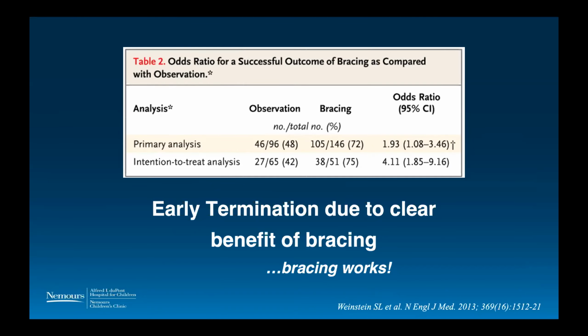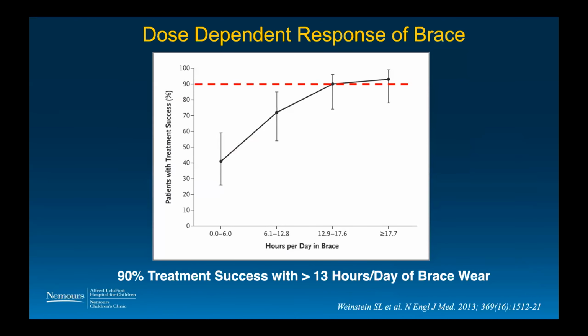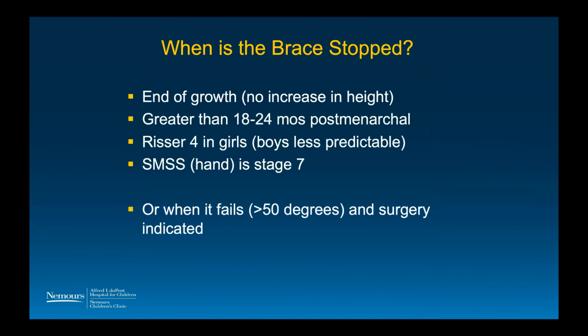You can see here from the intent to treat analysis that bracing was 75% effective in those candidates who were at risk of progression. If you didn't get a brace, you were only 42% effective at avoiding surgery. The other really interesting finding was there's a dose-dependent response to bracing. The more you wear it, the better it works.